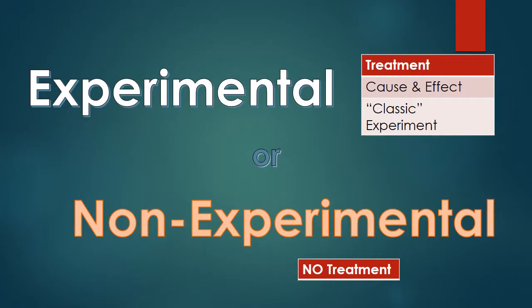Now, what makes research experimental is that the researcher administers, or arranges for the administration of, a particular treatment. Experiments can have as few as one group of participants or multiple groups of participants.